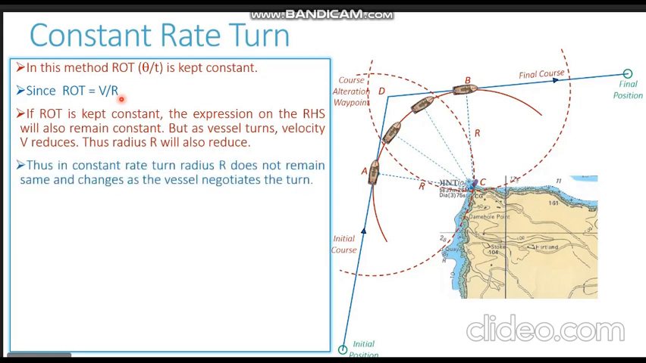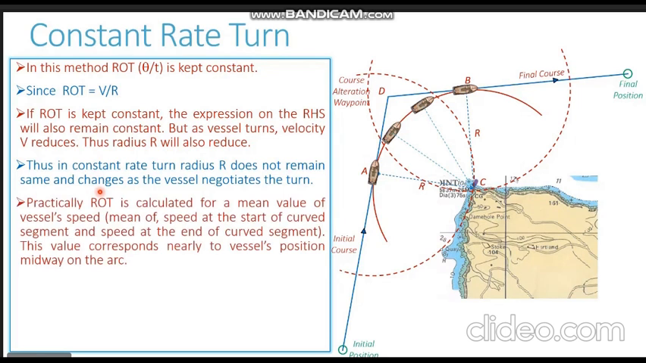Now, when we actually practice this kind of execution, what we do to take care of this reduction of radius is, practically, the rate of turn is calculated for a mean value of the vessel speed. That is the mean of the speed at the start of the alteration and the speed at the end of the alteration. We basically make an estimate of what will be the drop in speed in this particular situation, and basis that estimate we find out a mean speed.